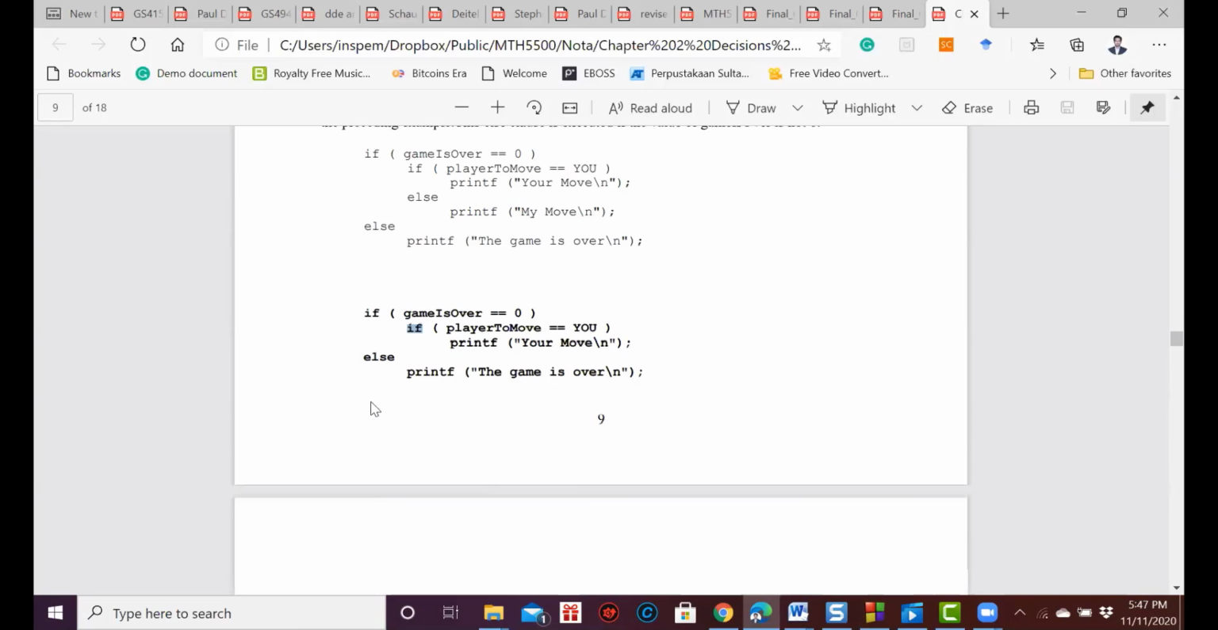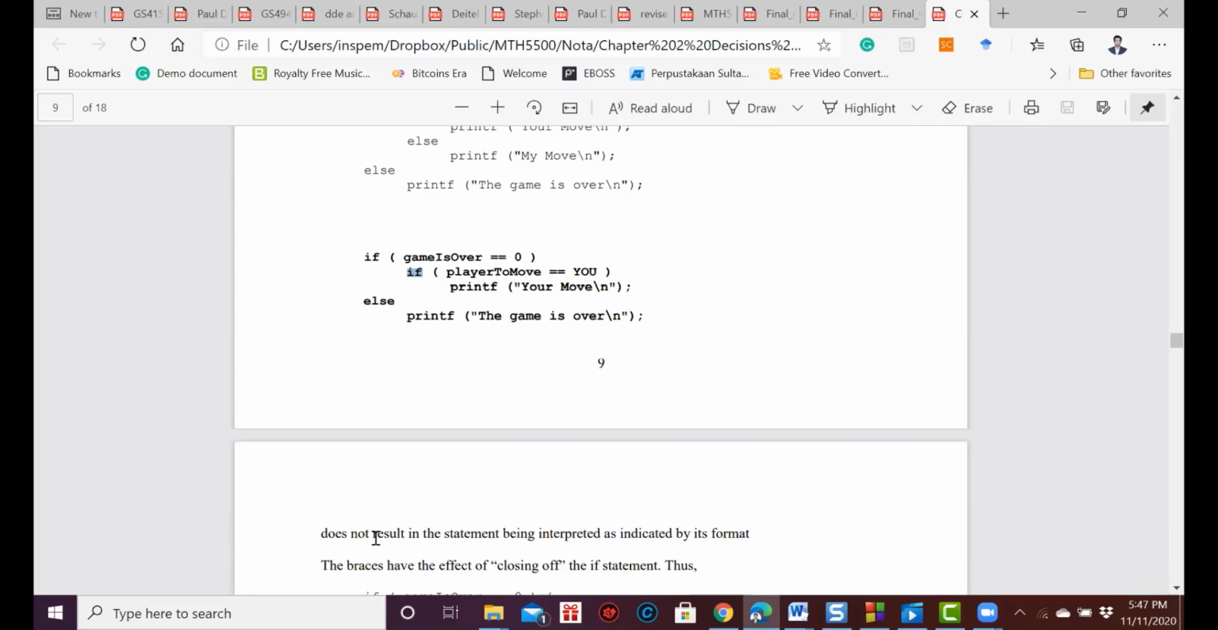Now this is what we discussed just now. This is the reality in the coding, which is not as expected. This if is paired with this else. So please be careful with these situations. We call this the dangling if else.